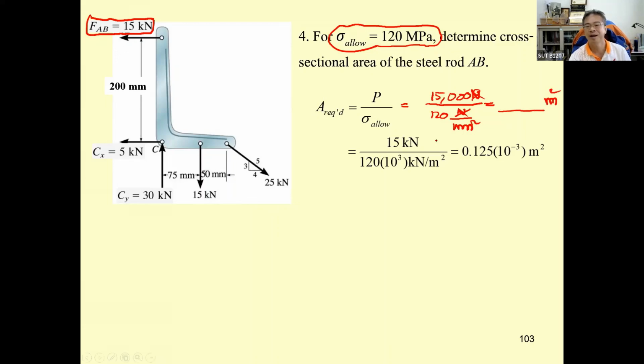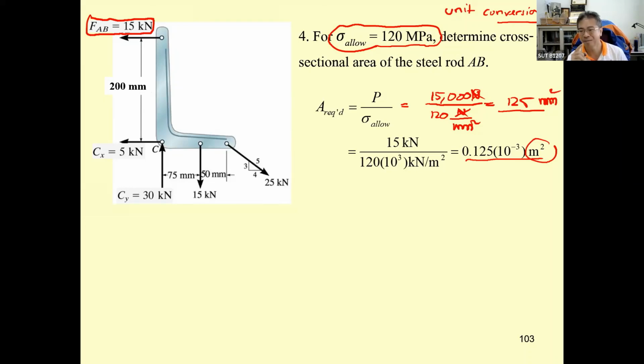It's going to be 15,000 divided by 120, and it's going to be 125 millimeter square, or 0.125 meter square. So please do the unit conversion very carefully.